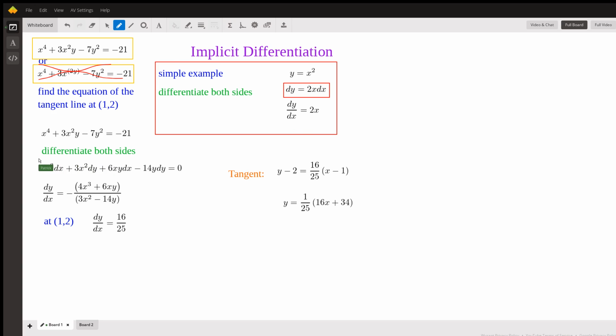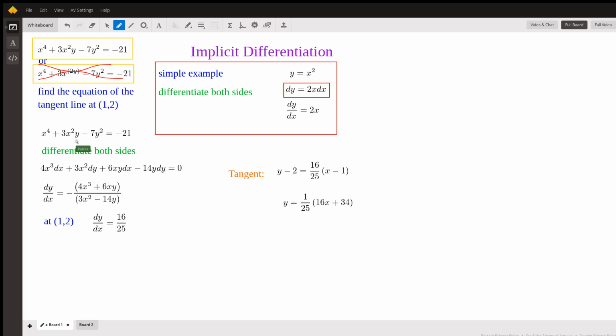Okay, so here's our function, and we're going to differentiate both sides. The first piece is pretty straightforward. Differentiating this, we get 4x cubed dx. This one has an x and a y in it, so we're going to have two pieces.